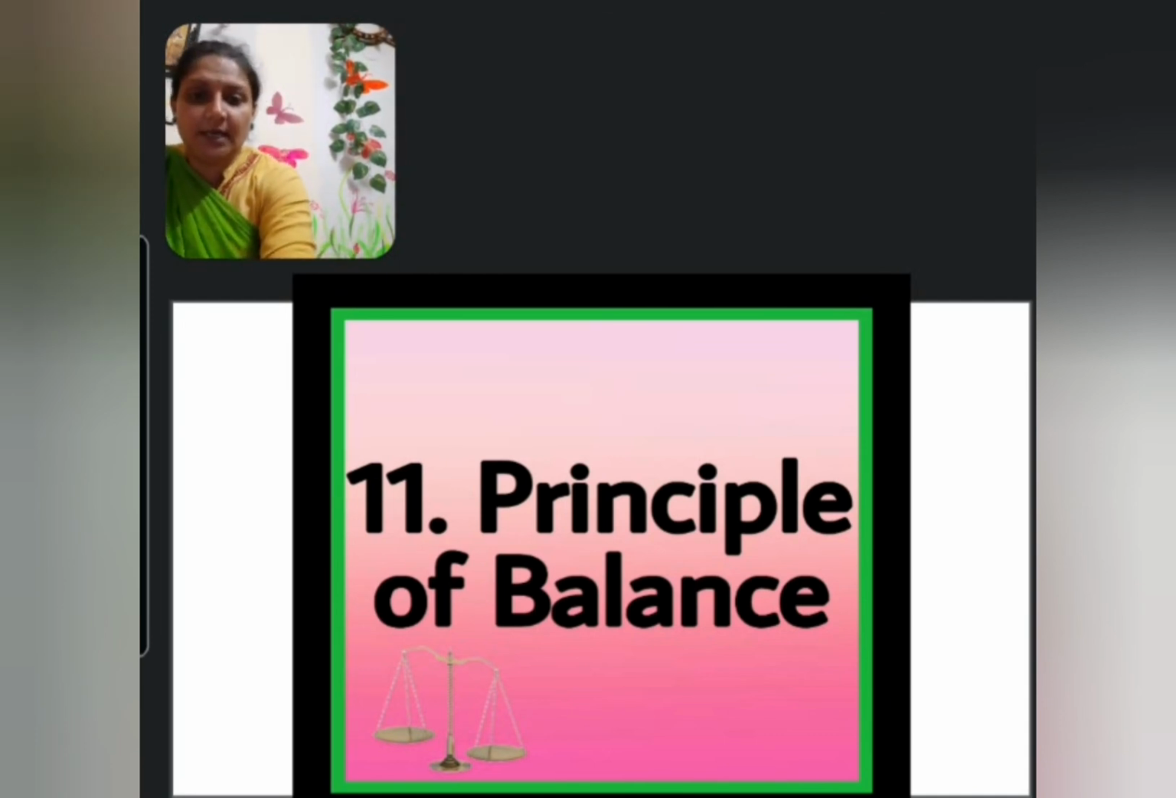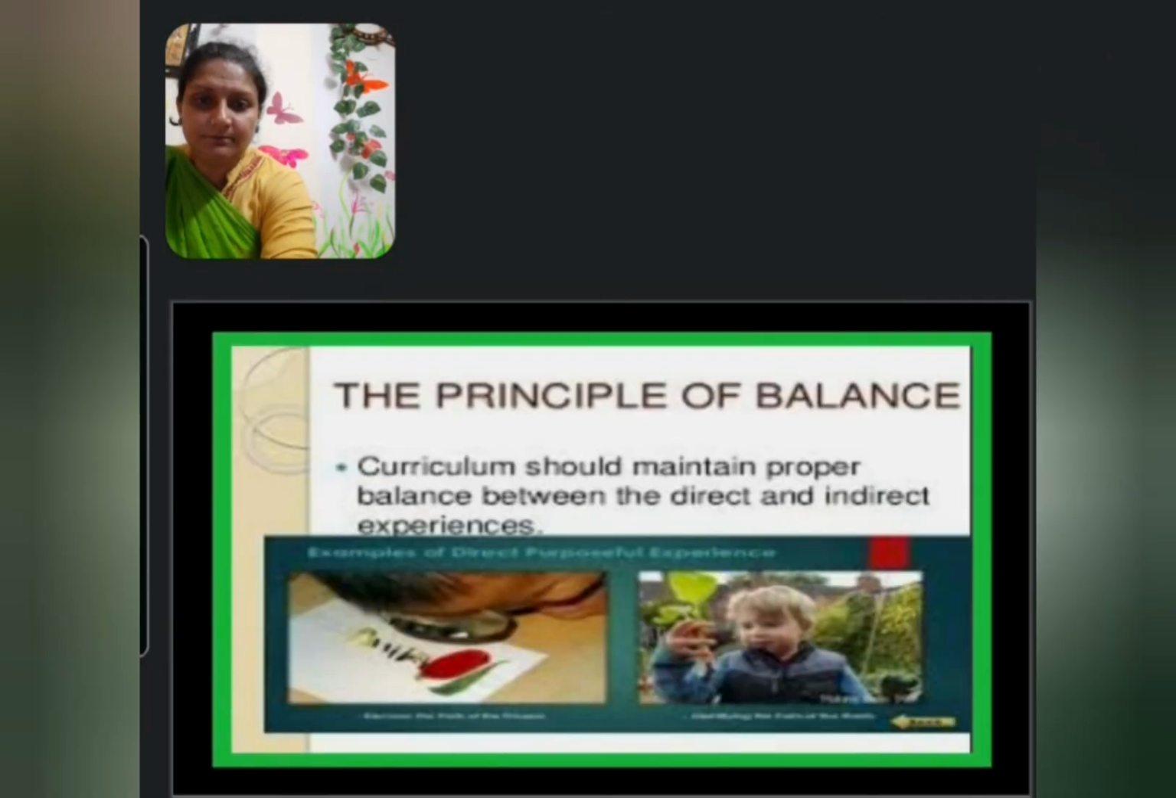Here I just gave the slide showing the principle of balance, that is, the curriculum should maintain the proper balance. It should have a proper balance between direct and indirect subjects and activities, like I just told. So it should balance all types of activities in the educational institutions.